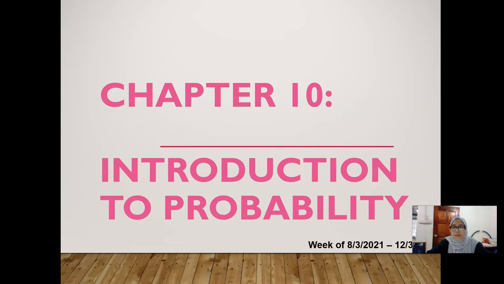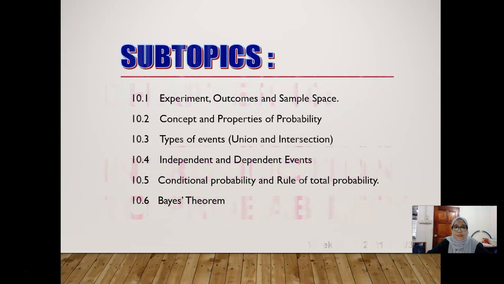Okay, so introduction to probability. I believe that everyone already knows about this chapter. I believe that all of you have learned about this chapter. What is probability? Okay, so this chapter we will cover about six subtopics. Okay, so 10.1 is we will cover experiment, outcome, and sample space. What is sample space? Concept and properties of probability, type of events, union and intersection. Intersection, they overlap. Union is set A and set B together, we add on. Independent and dependent events, conditional probability and rule of total probability, and one theorem here, Bayes theorem.